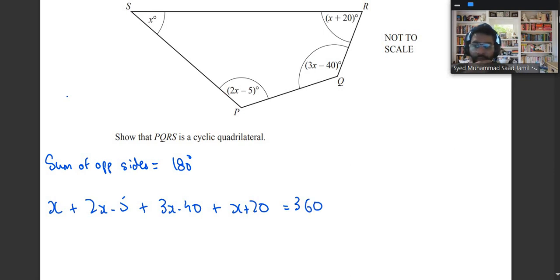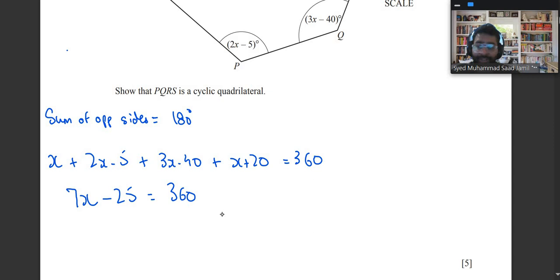Now x plus 2x is 3x, 3x plus 3x is 6x, 6x plus x is 7x. Minus 5 minus 40 is minus 45, minus 45 plus 20 is minus 25, which is equal to 360 degrees. I pray to Allah I am not making any silly mistake right now. 7x is equal to 360 plus 25. 7x is equal to 385. So far so good.